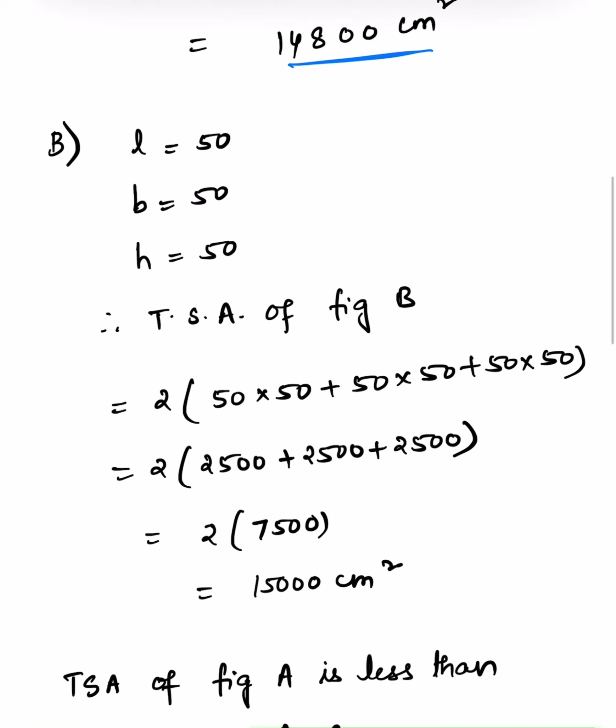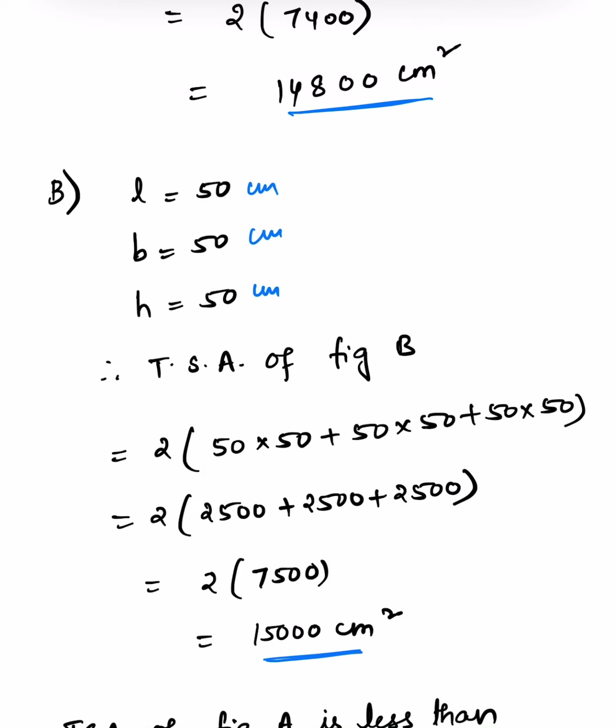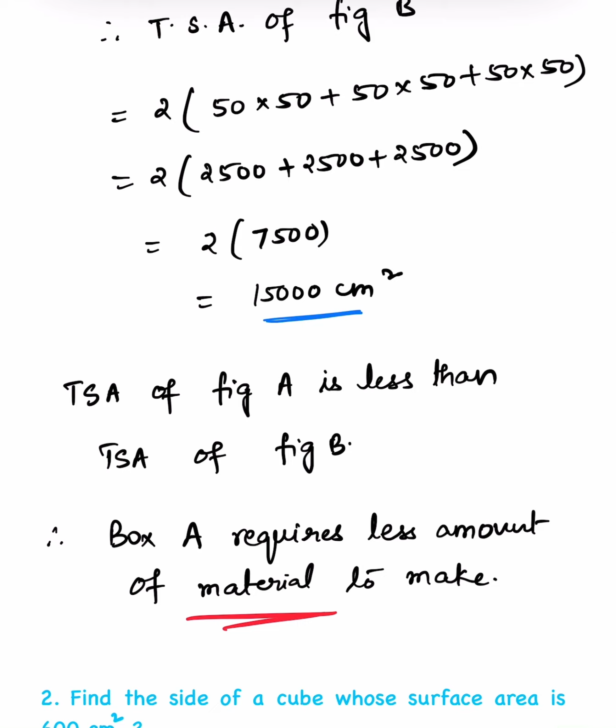So, for figure B, L equal to 50, B equal to 50, H equal to 50. Let us say centimeters. So, the total surface area of figure B is equal to 2 into 50 into 50 plus 50 into 50 plus 50 into 50, which is equal to 15,000 cm square. This is for figure B. So, which is less? TSA of figure A is less than TSA of figure B. That means the amount of material to make depends on the total surface area, because we need to cover the total surface area with the given material. So, because figure A has less TSA than figure B, box A requires less amount of material to make.